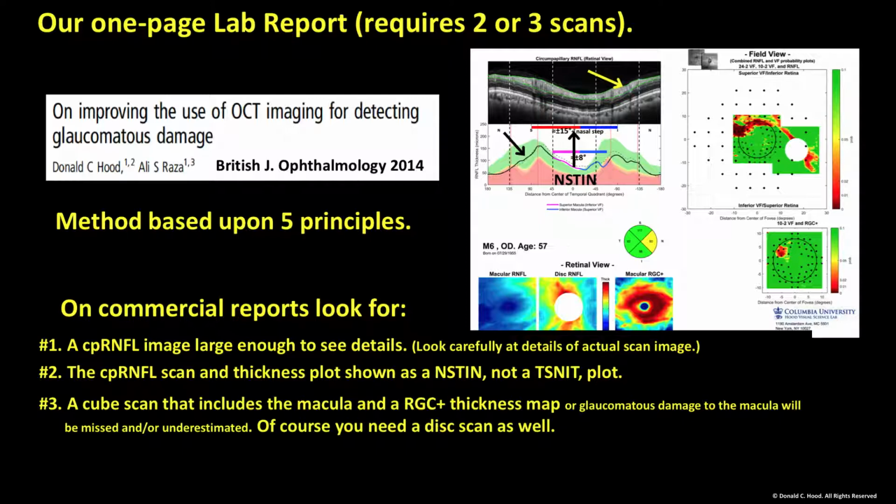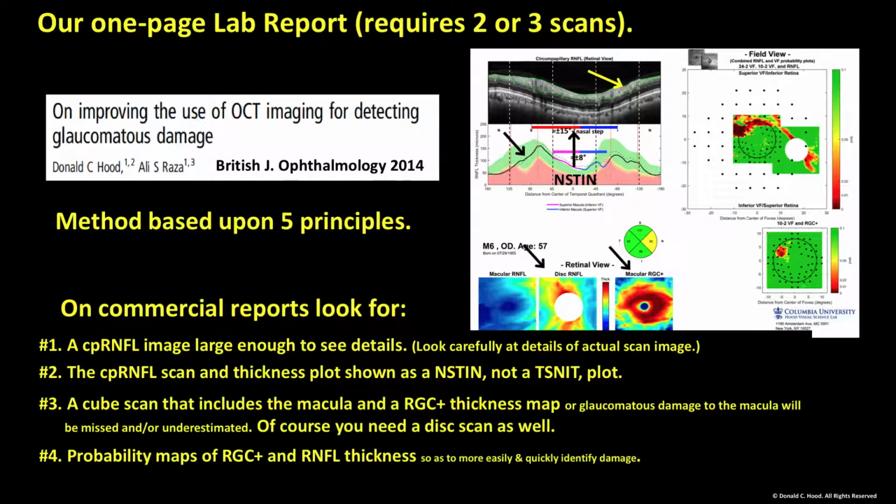You want to make sure there's a cube scan that includes the macular and the retinal ganglion cell thickness map. Either one scan that includes both, or 2 separate scans if you're dealing with the 6x6 smaller scans. If you don't do that, you're going to miss glaucomatous damage to the macula. So here's what you'd be looking for. This is macular retinal ganglion cell thickness plot. That's in addition to the traditional disc retinal nerve fiber layer thickness plot.